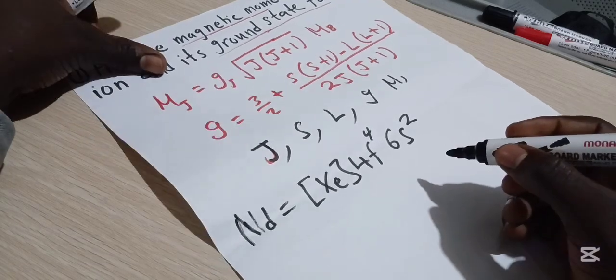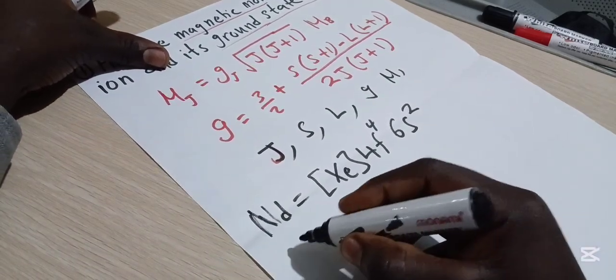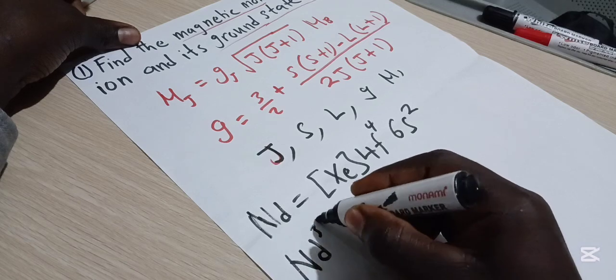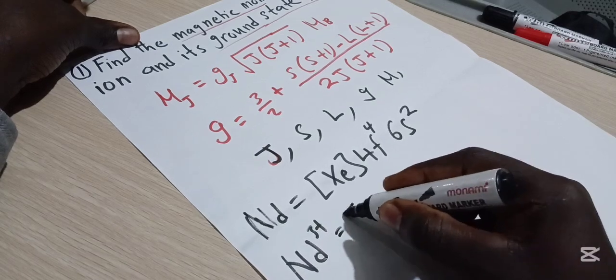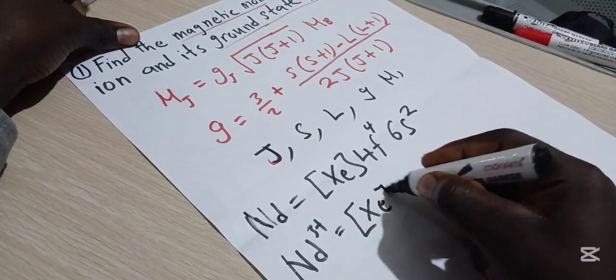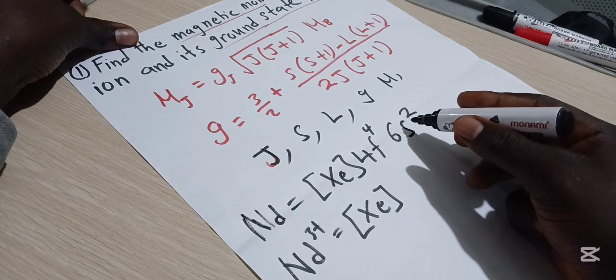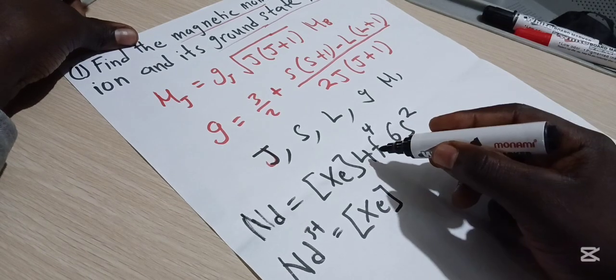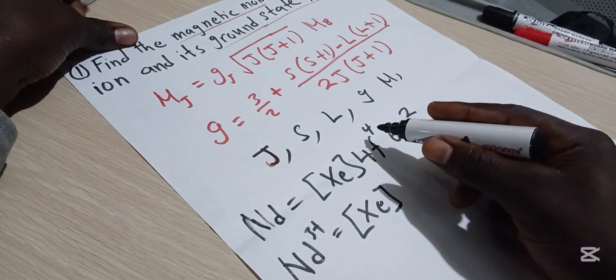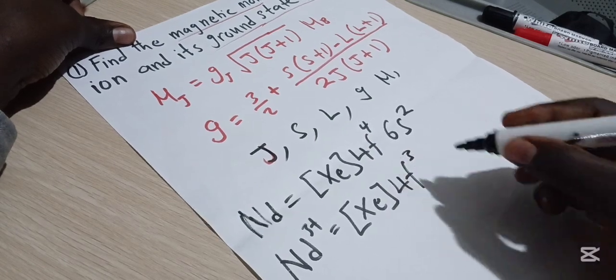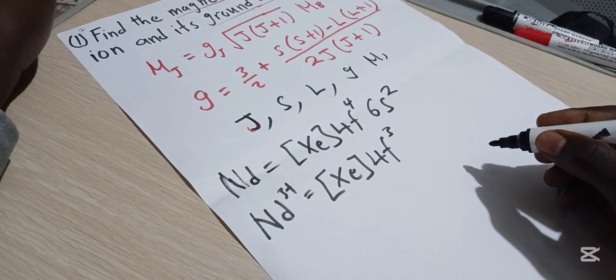So we are looking at Nd3+. That means Nd is going to give out 3 electrons. The 6s electrons will go away and we'll subtract 1 from the 4f orbital, remaining 4f3.